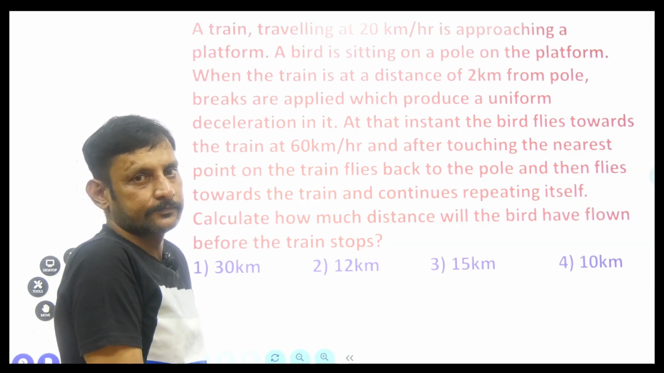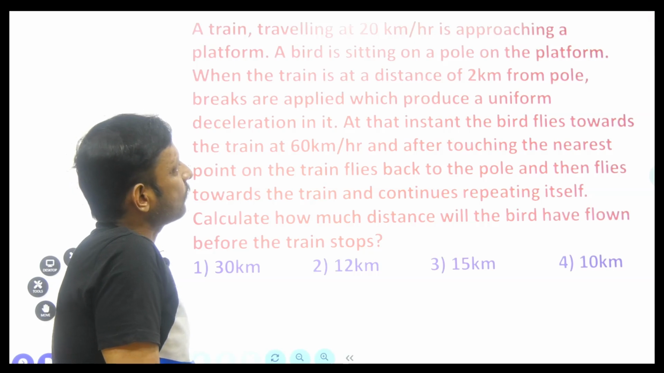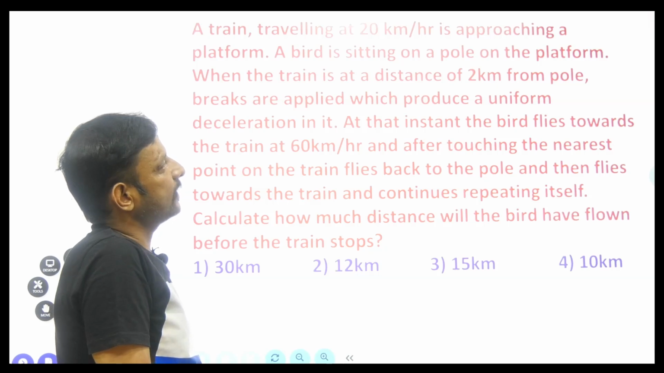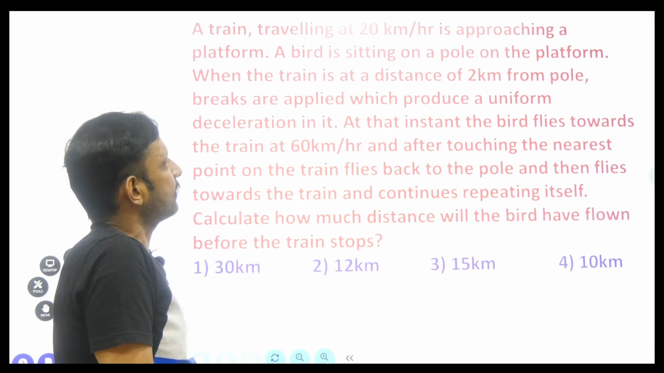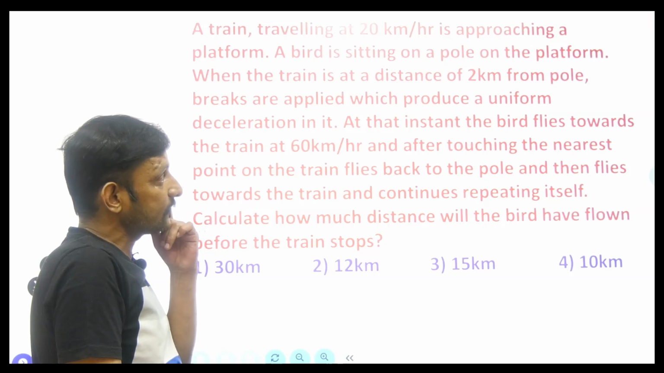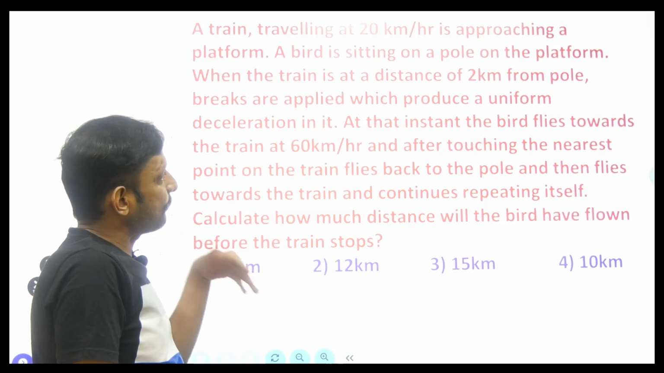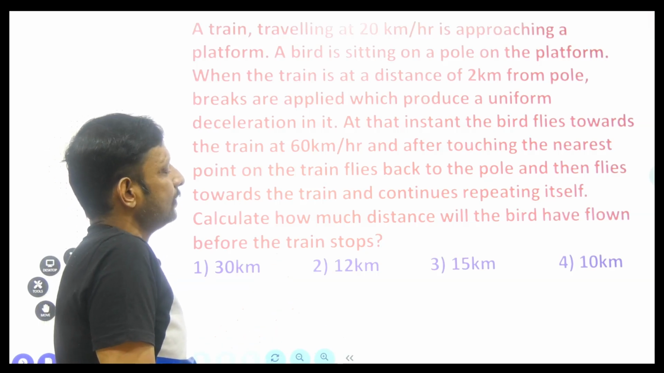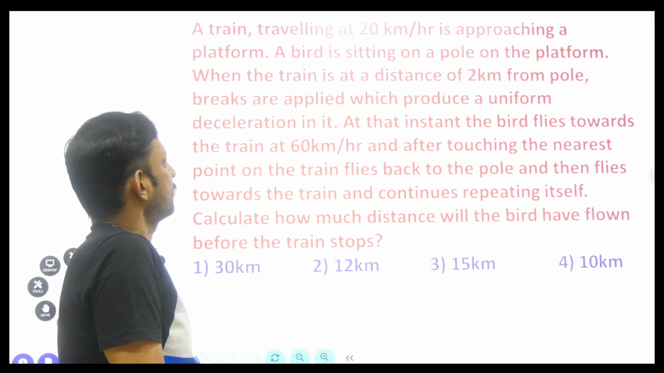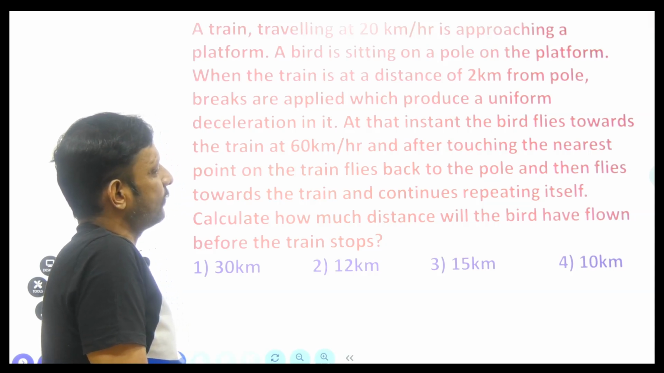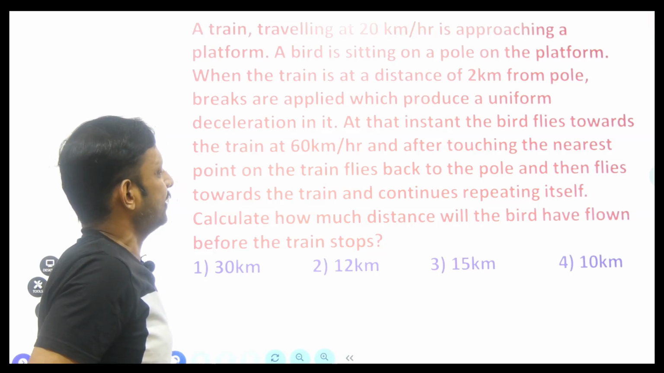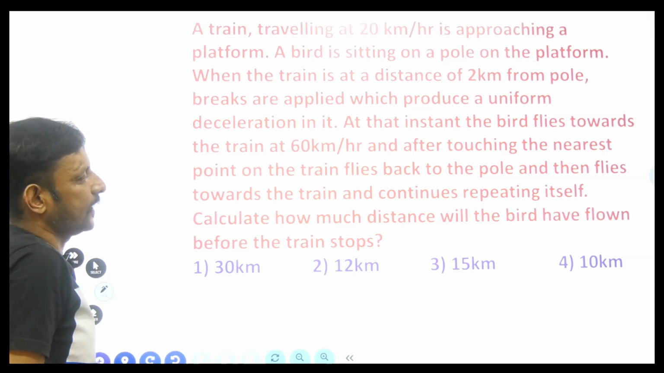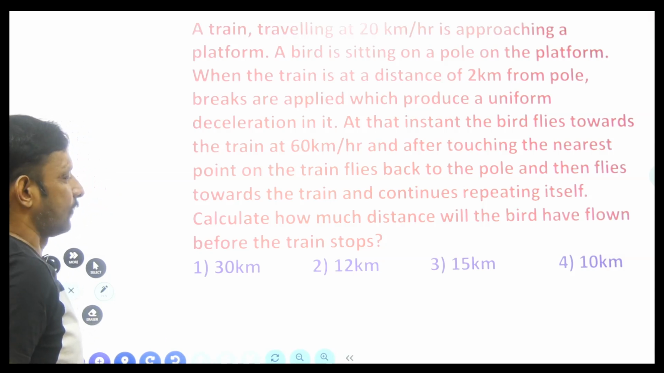Go through the question once. A train traveling at 20 kilometers per hour is approaching a platform. A bird is sitting on a pole on the platform when the train is at a distance of 2 kilometers from the pole. Brakes are applied which produce a uniform deceleration in it. At that instant, the bird flies towards the train at 60 kilometers per hour, and after touching the nearest point on the train flies back to the pole and then flies towards the train and continues repeating itself.